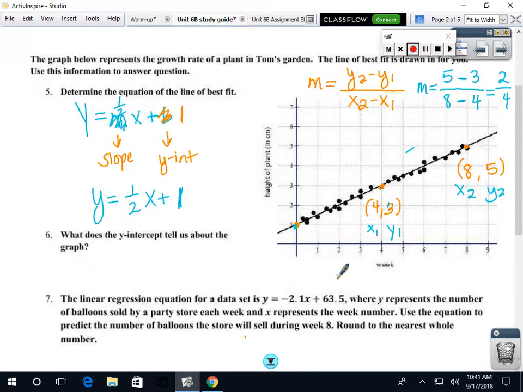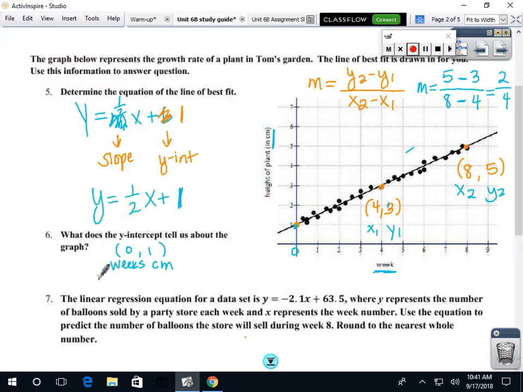Okay, well, what is the y-intercept? Right, and as a point, wouldn't that be the point 0, 1? Because we didn't go anywhere on the x-axis, so the x value is 0, but the y value is 1. Now, in terms of this problem, we're talking about a plant growing in Tom's garden. What does the 0 represent? The week. Look, isn't the 0 on the x-axis, so that's weeks? So 0 weeks. The plant is 1 centimeter tall.